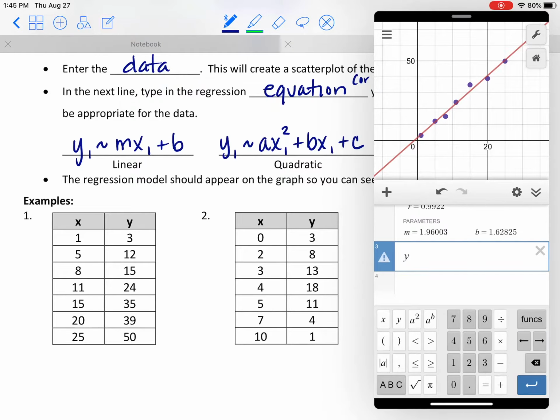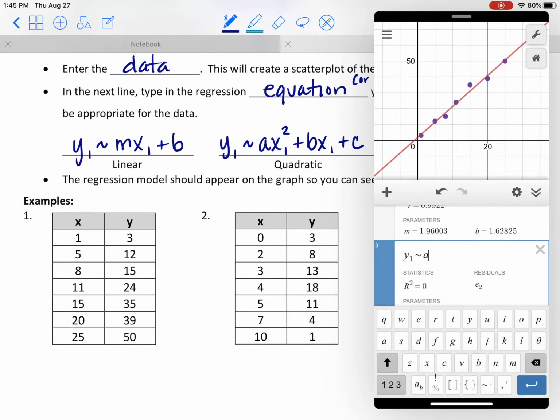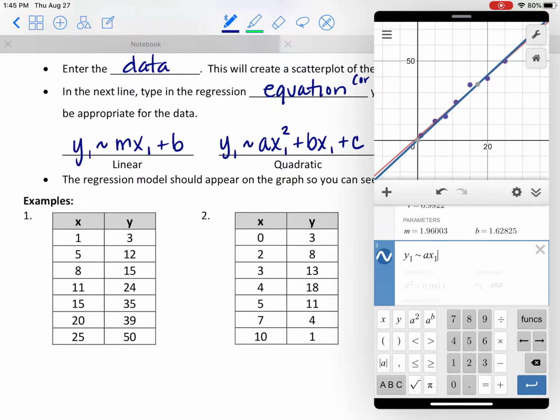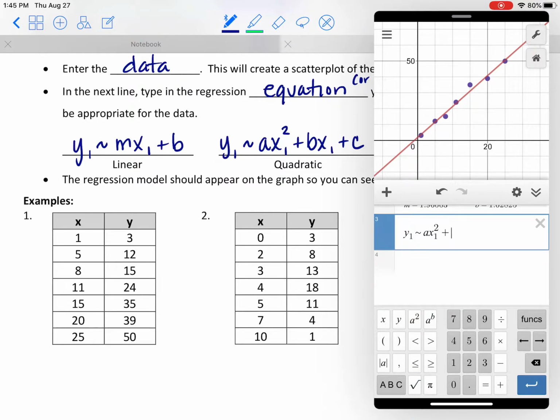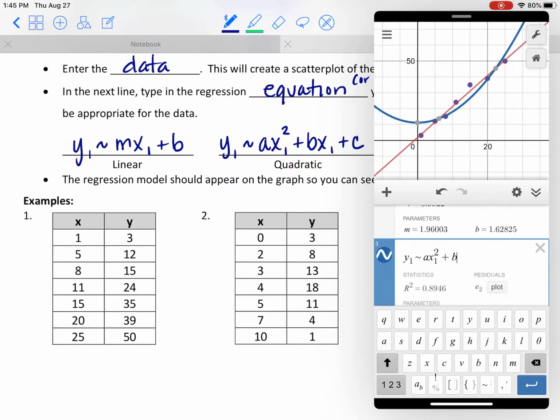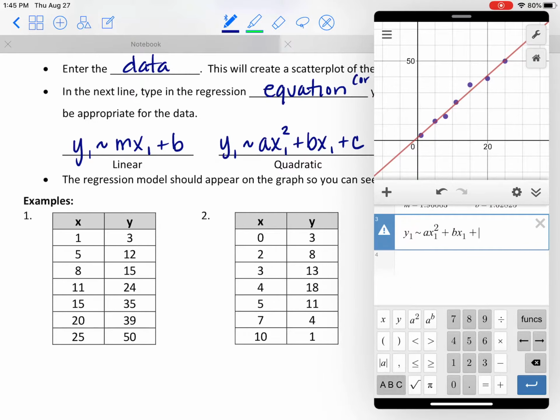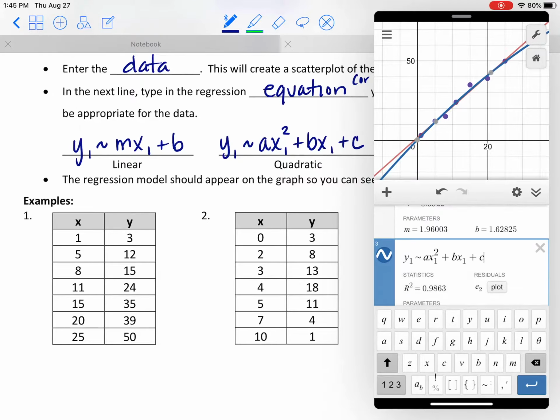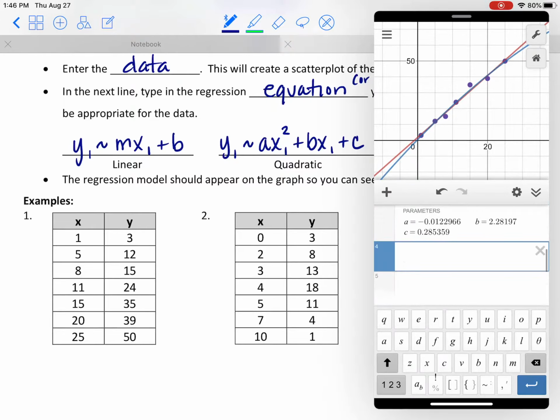So I want y, 1, again a tilde, a, x, 1, and then I'm going to square that. Looks weird, huh? Subscript and a superscript. Plus b, x, 1, and then plus c. And there's that one. So there's r squared at 0.98, so still a pretty strong correlation. It would still be a good model for making predictions, but 0.98 is not as strong as 0.99. So far the linear one is in the lead.